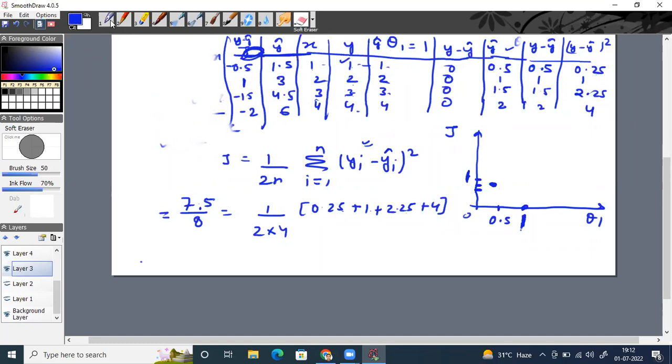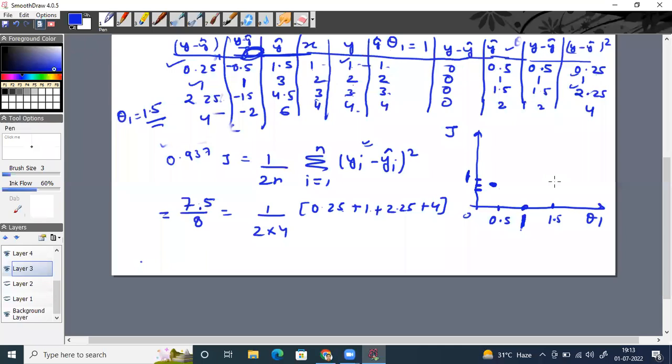Because y minus y hat square is needed. So find out the square of this. Y minus y hat square: 0.25, 1, 2.25, and 4. Clear? And if you see, this result and this result are exactly the same. That means this error will also come the same, 0.9 something, 0.937, something like this, right? But what is the value of theta? The value of theta 1 is equal to 1.5. So 1.5 will be somewhere here, and the value will be somewhere here.